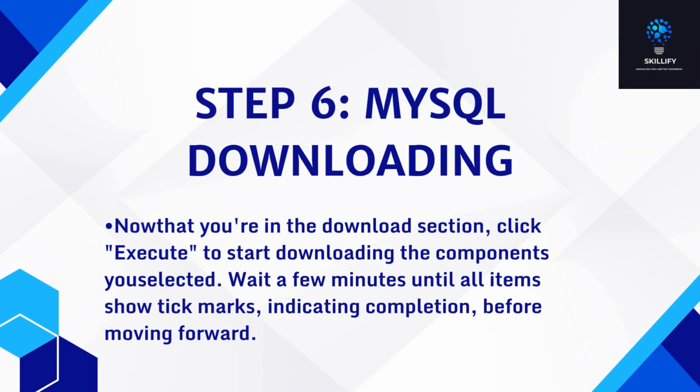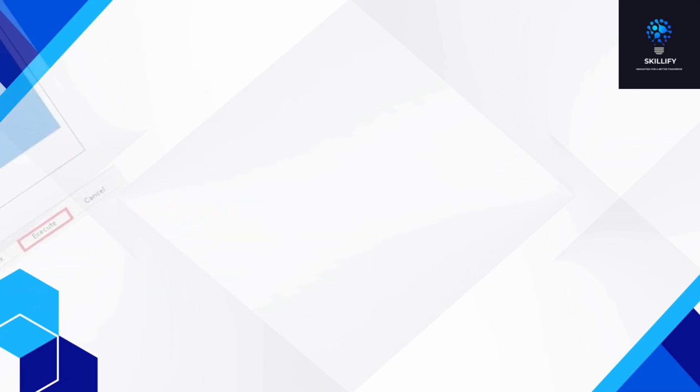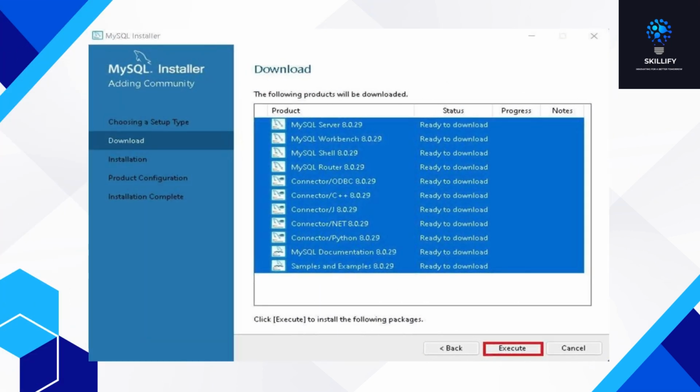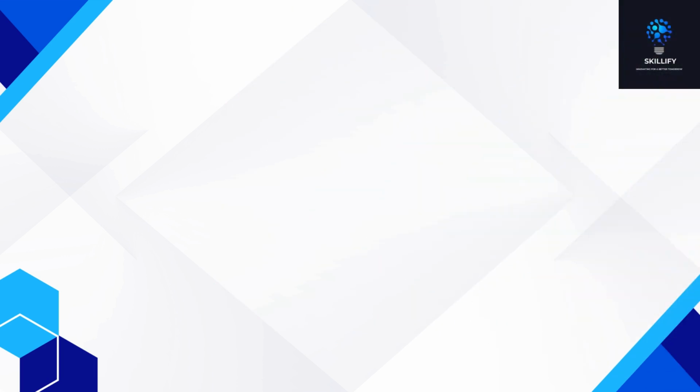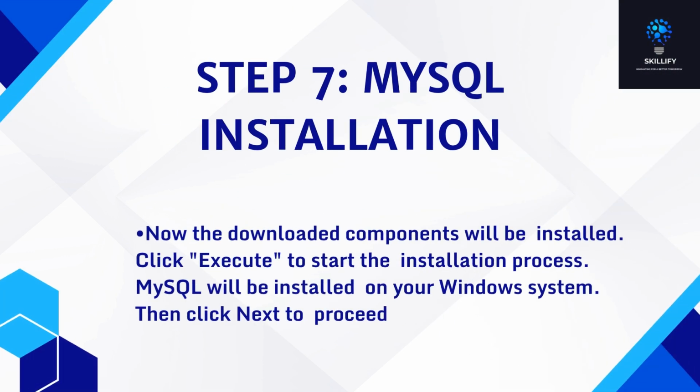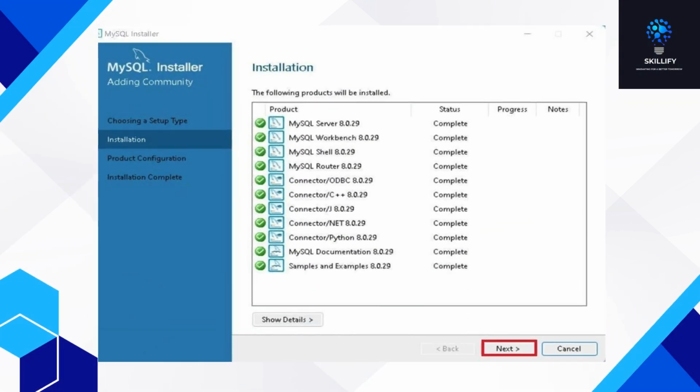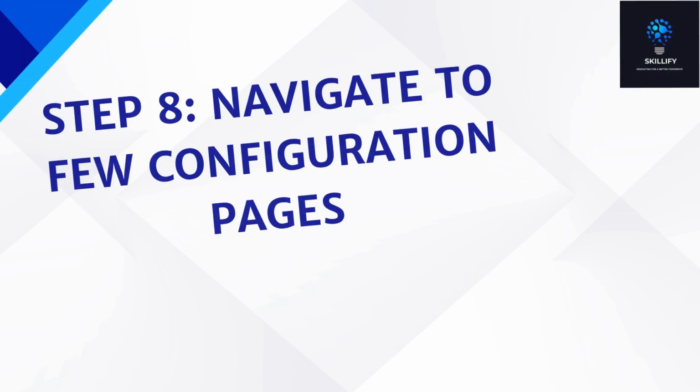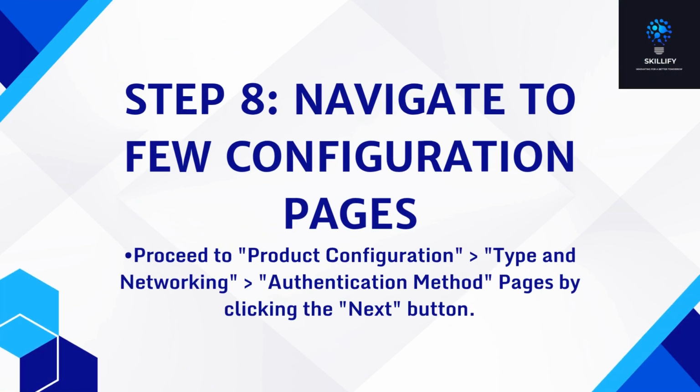Next, you'll see a list of MySQL components that need to be downloaded. Click on Execute to start downloading them. Wait until you see all green tick marks, which means everything's ready to go. Once all components are downloaded, click Next, and then hit Execute again to start the installation. This might take a few minutes, so be patient.